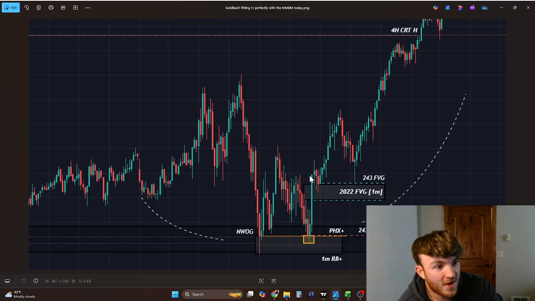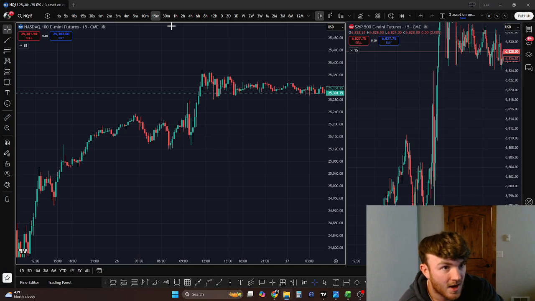Then we should get the fair value gap for the 2022 model right here. That occurs right here. So it's telling you where everything should form. And to show this to you, that this occurred, I can go to the 1-minute chart.